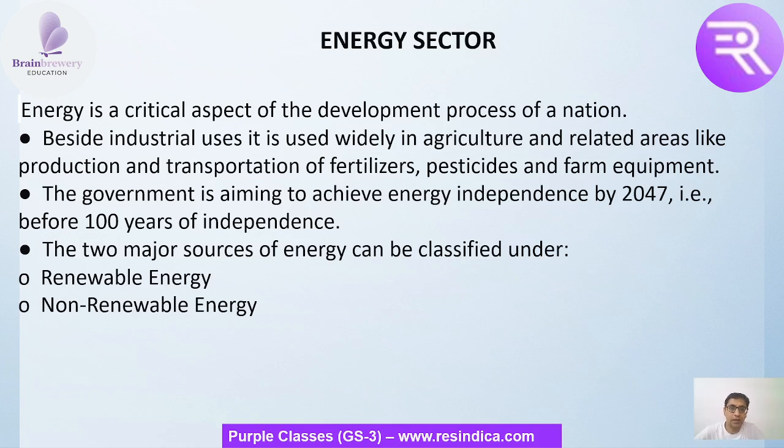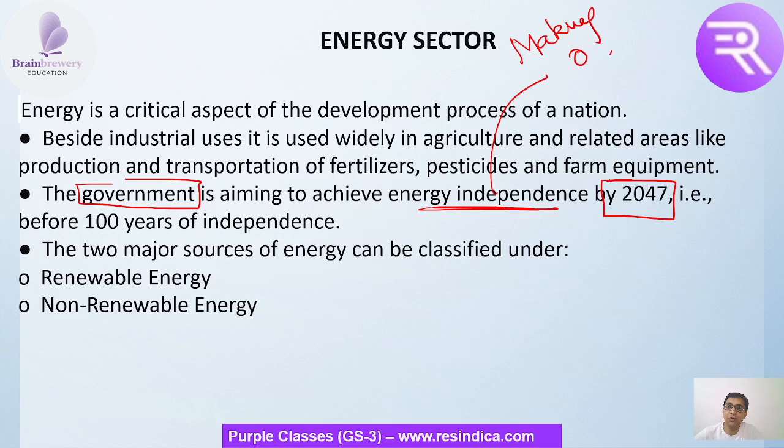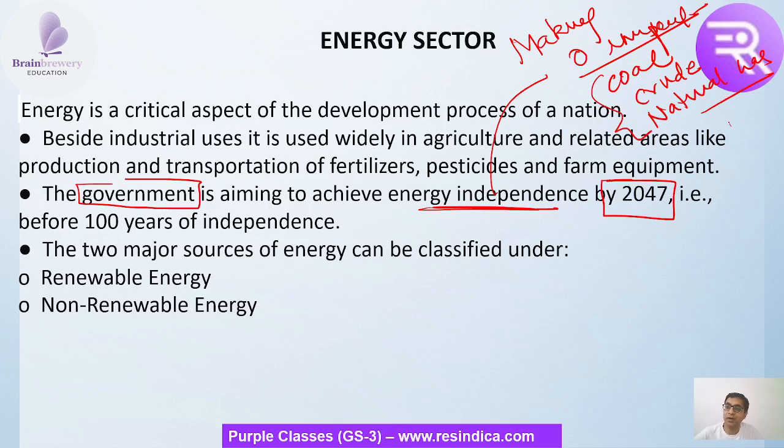We all know that the government has said that we will be achieving energy independence by 2047. Energy independence means we will be making imports zero by 2047, because right now we are dependent on coal, on crude oil, and on natural gas from outside. So we are focusing on that. By 2047 we will become energy independent. That is the 100th year of our independence.